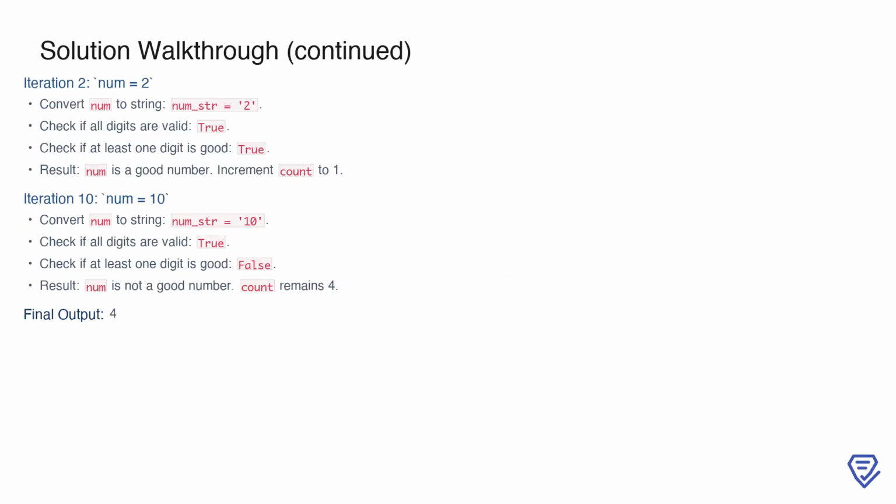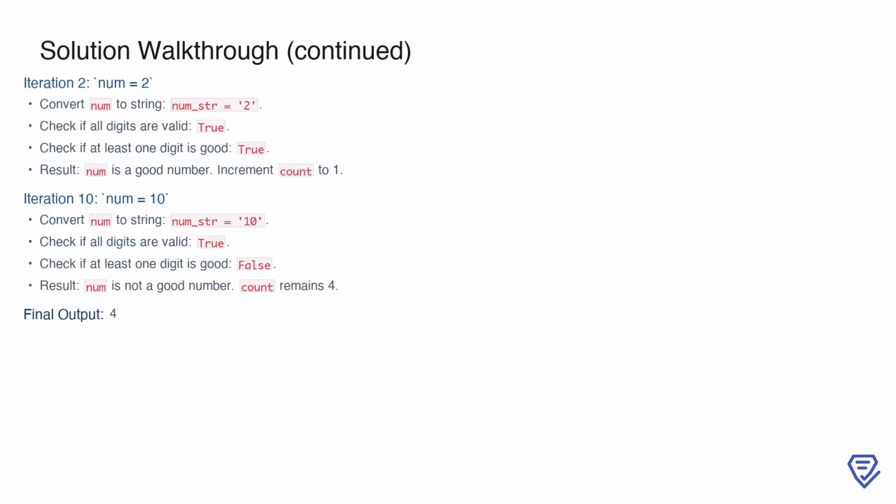Now we move to the next iteration with number equal to 2. After converting number to a string, we have number_str equals 2. Checking if all digits in number_str are valid, we see that 2 is in valid_digits, so this condition is true. Then, we check if at least one digit in number_str is good. Since 2 is in good_digits, this condition is also true. As a result, number is a good number, and we increment the count by 1.